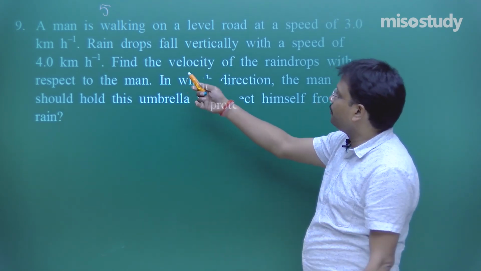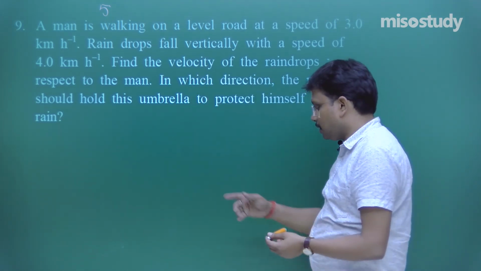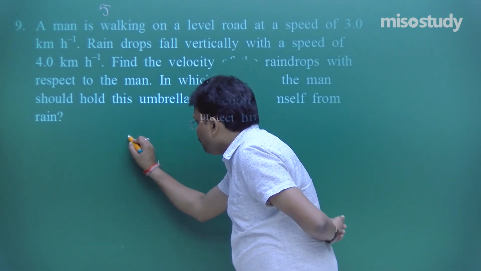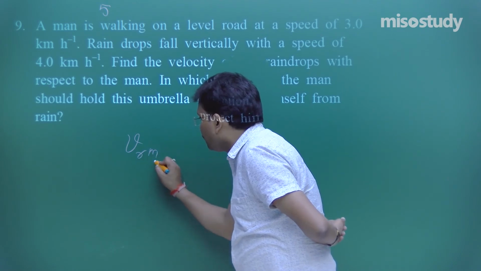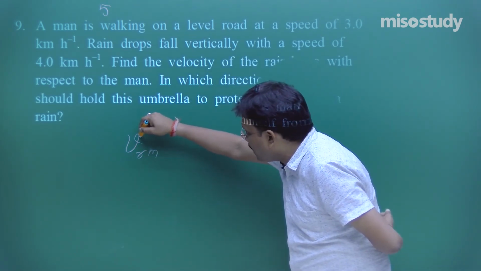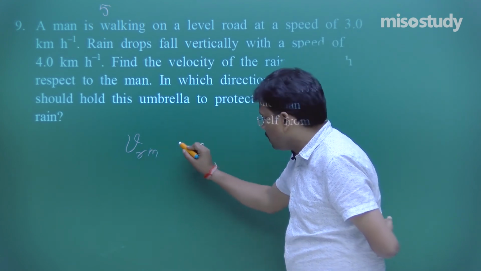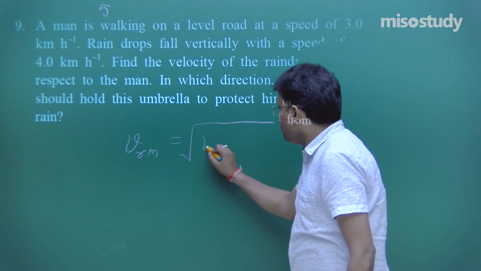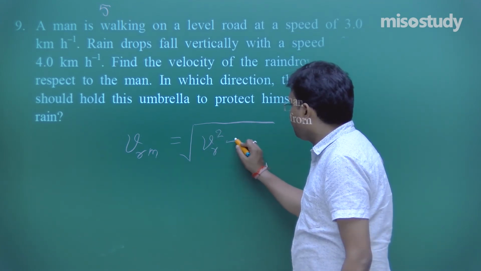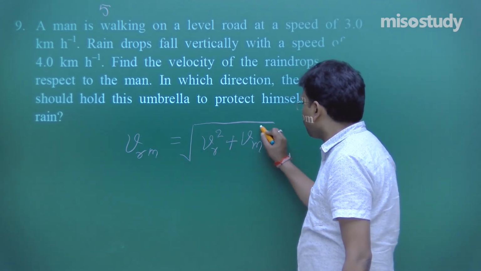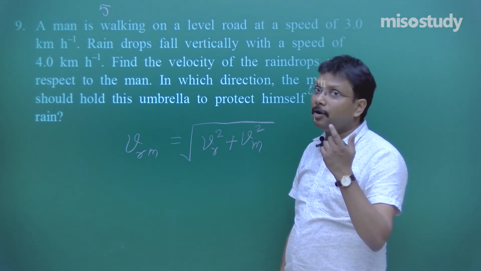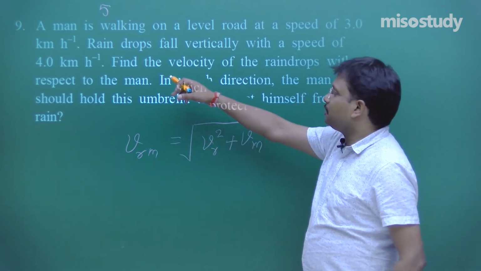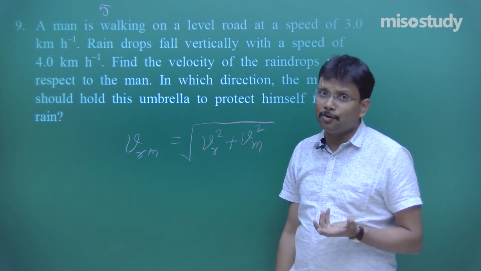So first you have to break the velocity component of this rain, and then you have to solve it. The formula is V_RM. What is the meaning of this? Velocity of rain with respect to man is equal to under root V_R square plus V_m square, where R is the velocity of rain and M is the velocity of the man. And then easily you can break it. Resolution of vector, you know that.